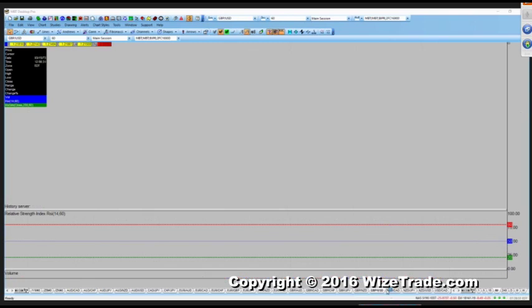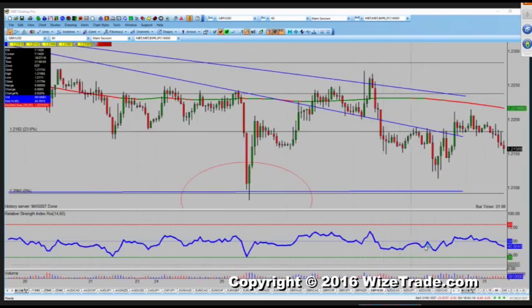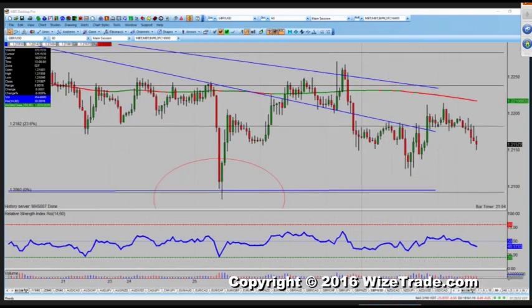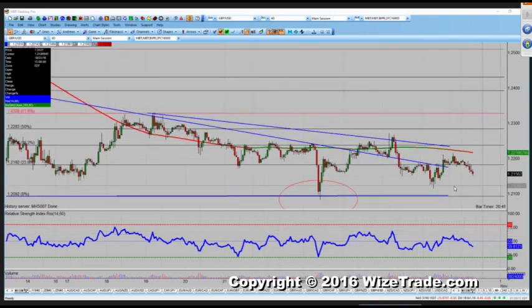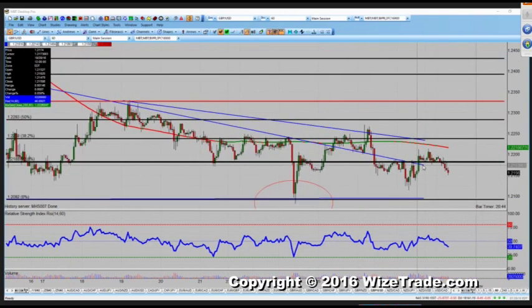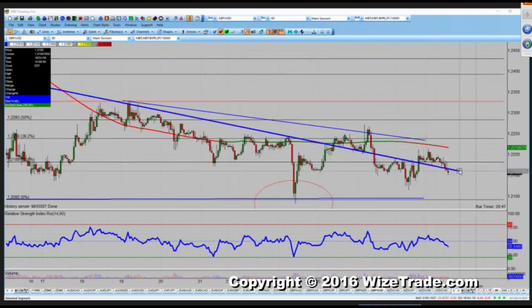Let's go take a look at the cable. So the pound, we were just trading at new lows. The pound is obviously very weak. I'm having a very difficult time reconciling with myself trying to play this thing on the long side. I do have some pound Aussie and pound New Zealand longs, and I'm just sitting in them.